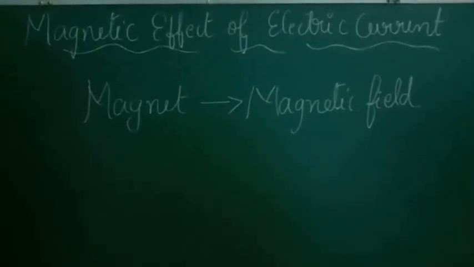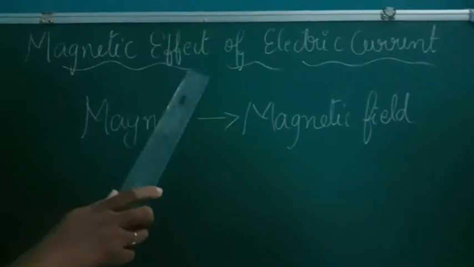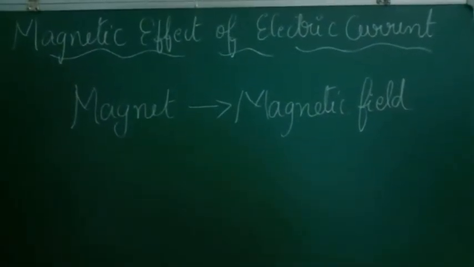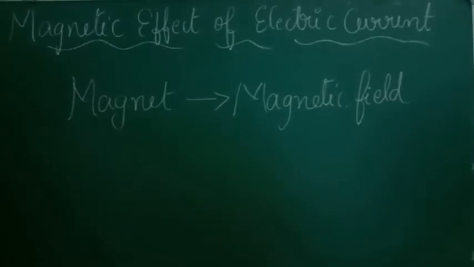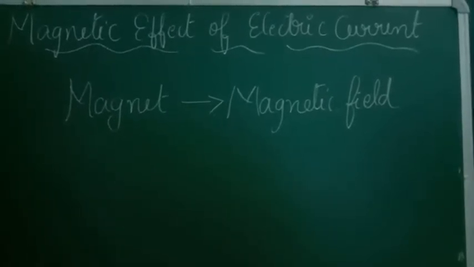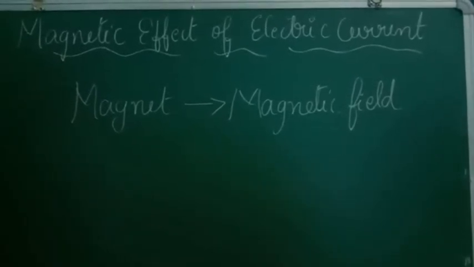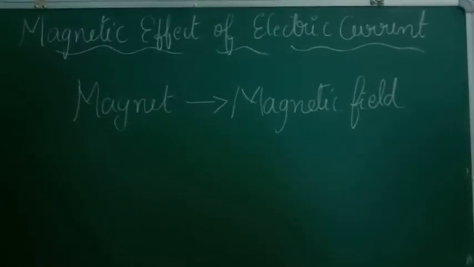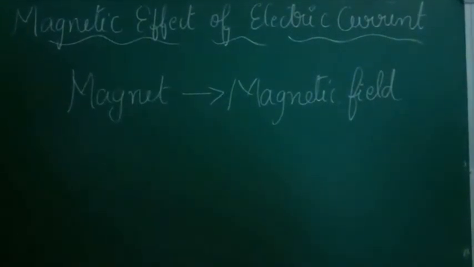Good morning, students. Today we are going to start a physics chapter, that is magnetic effect of electric current. In this chapter you are going to study the concept of magnetic field lines, magnetic lines of force, and two rules, Fleming's left hand rule and Fleming's right hand rule, and a few concepts of electric short circuits. Before that, let us know what a magnet is and what its fields are.